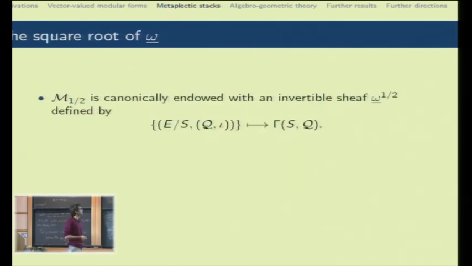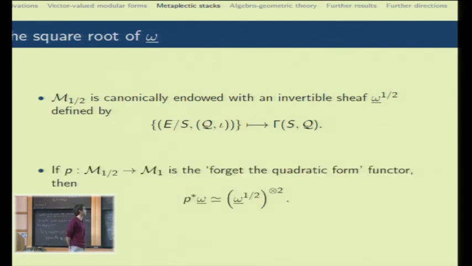Okay. Moreover, what's special about this metaplectic stack is that I can construct an invertible sheaf on it, omega to the 1F. Just by this assignment, I'm going to assign to a pair of an elliptic curve and a quadratic form the sections of the quadratic form over the base. And that sheaf is omega 1F because when I pull back, essentially by construction, the Hodge bundle omega to M1F, I'm going to get that it acquires a square root. That's not something you can do over M1.